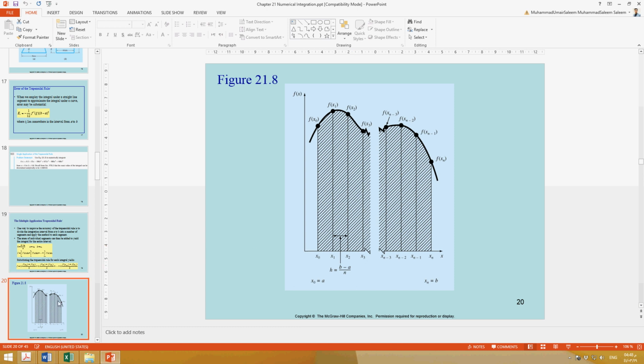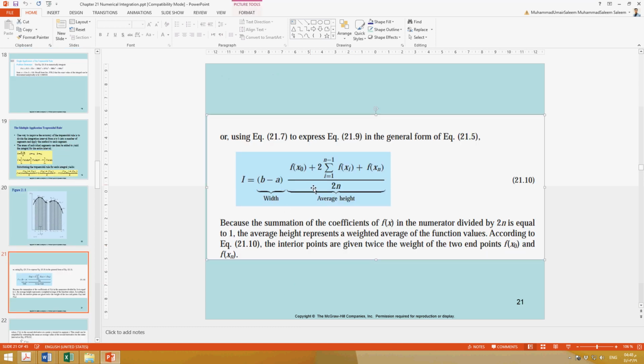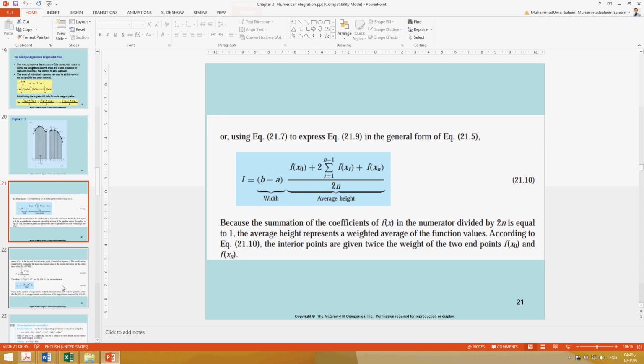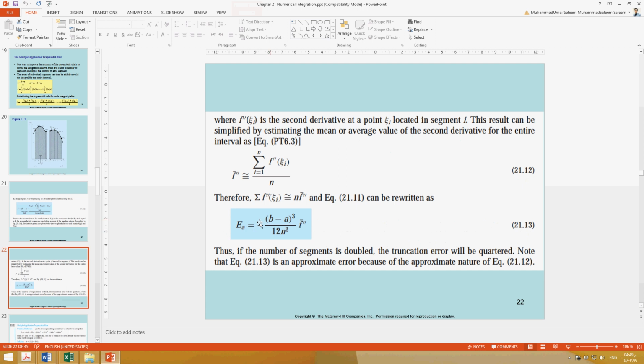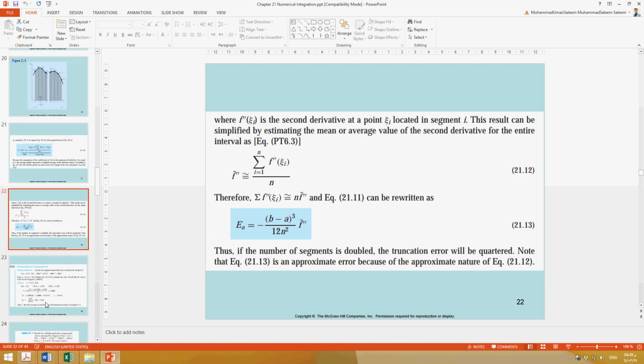Once we have all these points, then we apply this formula, this equation, in order to find the integration, where n is the total number of points, the first point starts from 0, and this is the last point. So you can say this is f of a, and this is f of b. Let's solve one more example, and before moving to the example, this is the equation by which you can find the error. Again, this is the second average derivative, n is the number of segments, and this is the total length over which you have to find the integration.